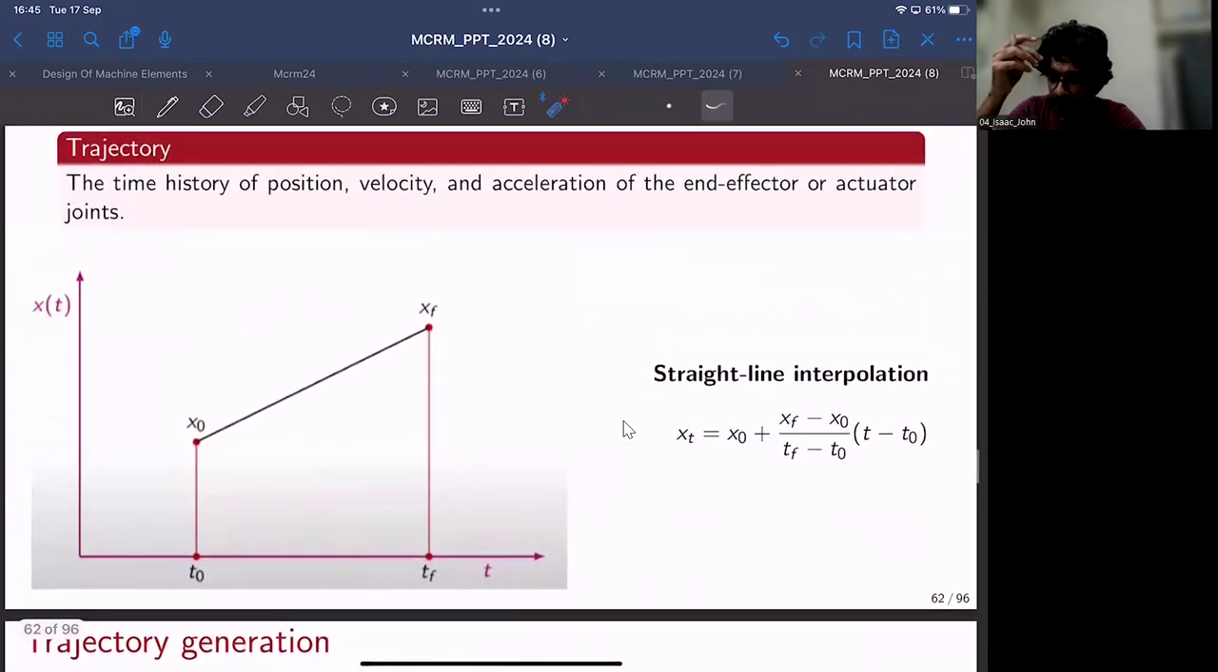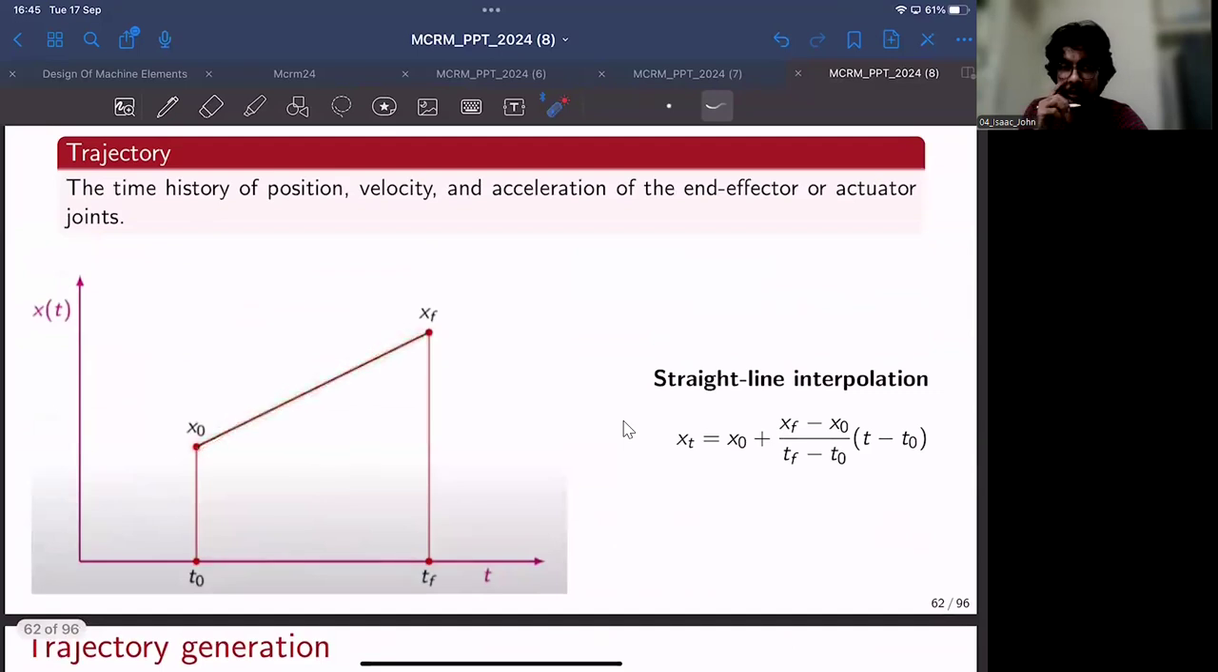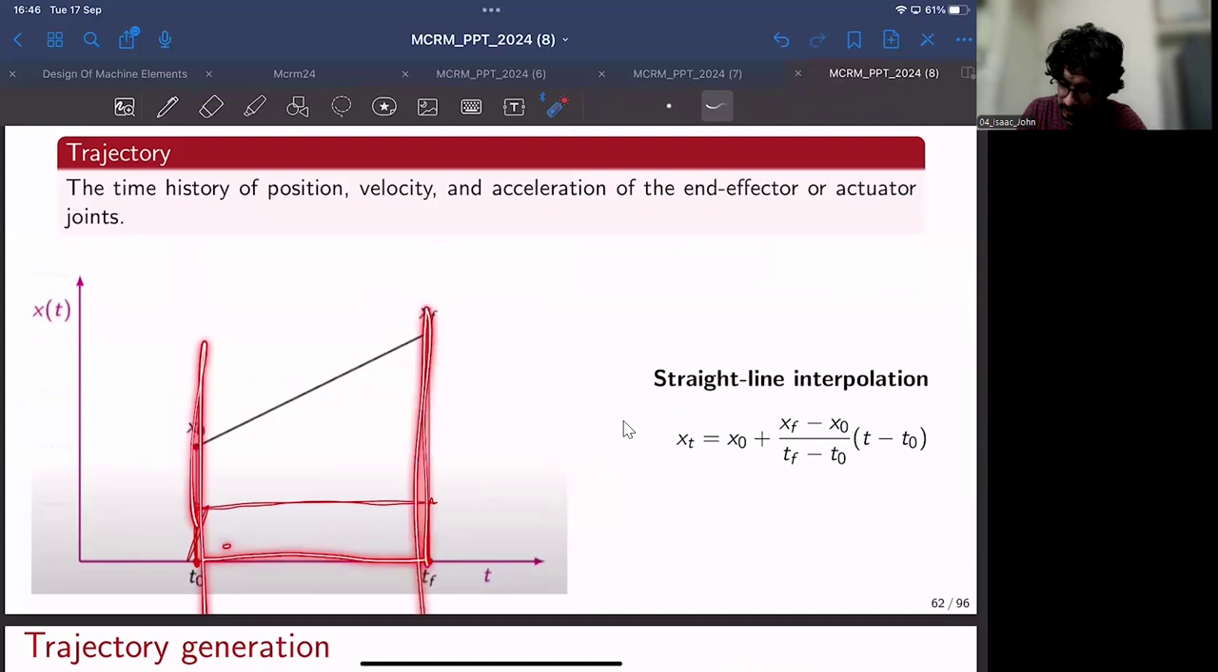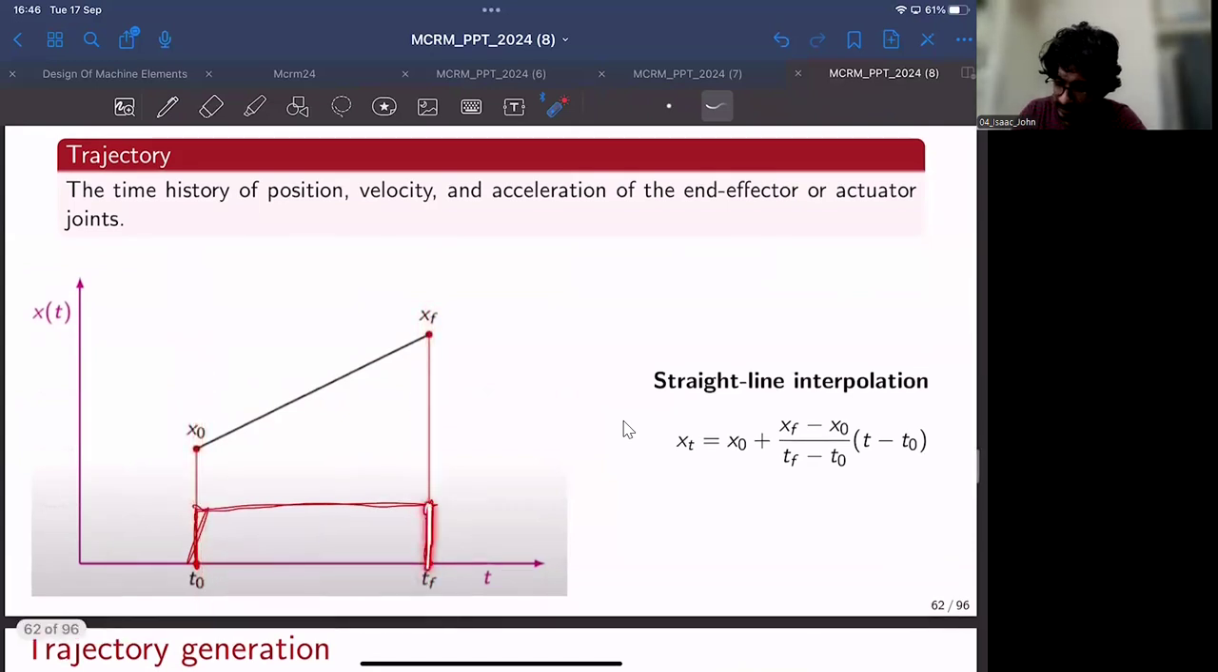But there are a few problems with this straight line interpolation, because if you take a look, the velocity profile would look something like this, a rectangular profile. Initially there would not be any velocity, but suddenly it will jump to a finite value. Then it will maintain a constant velocity, and suddenly it will drop to 0. And the acceleration would look even more drastic. It will have an infinite jerk at the beginning, 0 acceleration, and infinite jerk at the end because of this finite jump in velocities.